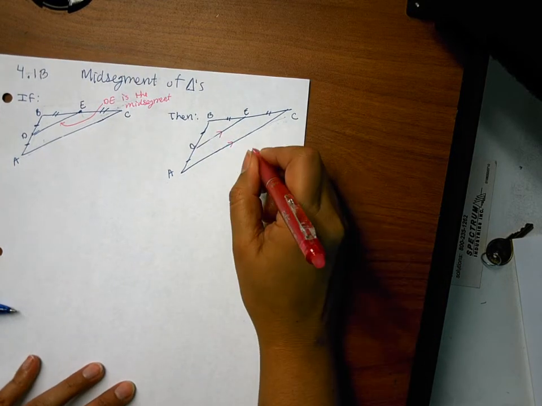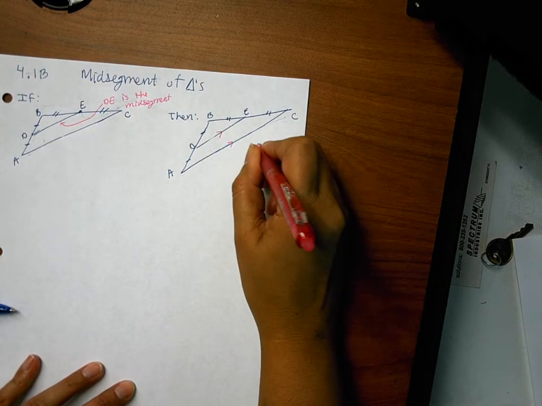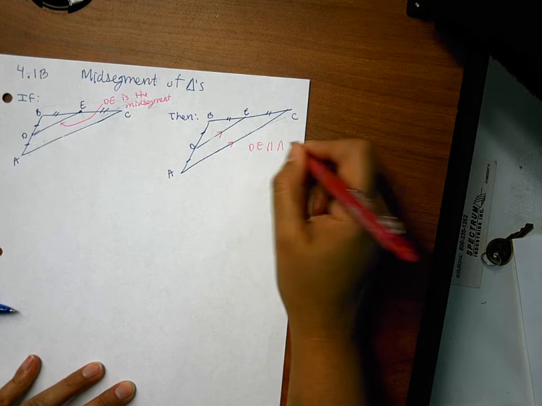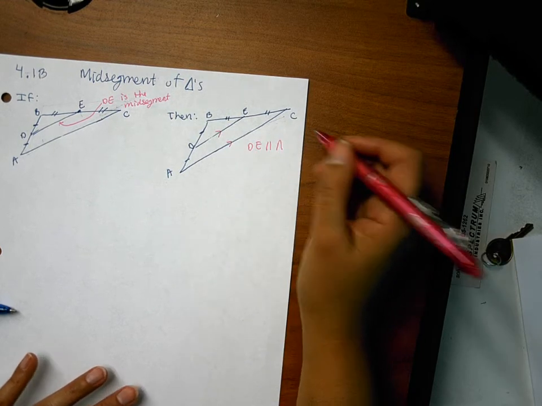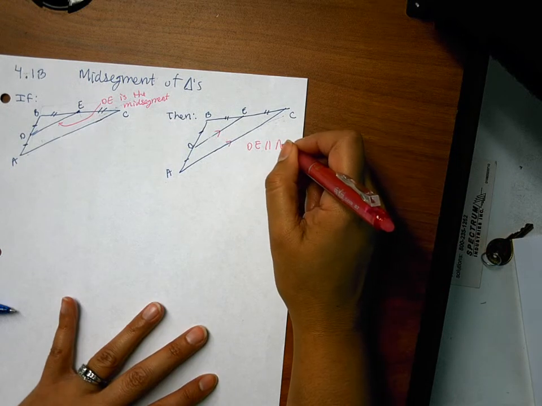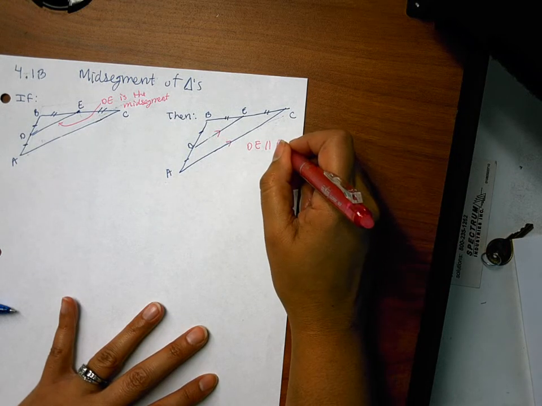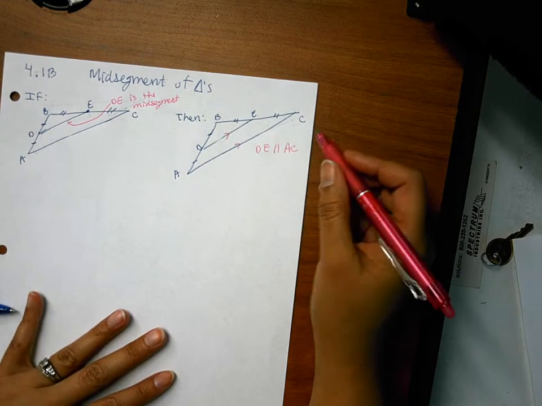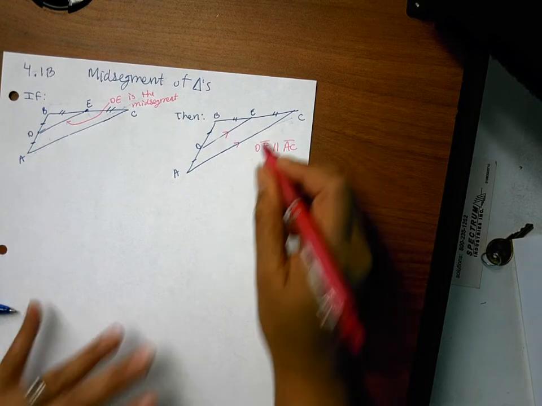All right, so let's write that down. What would we say? DE is parallel to AC.